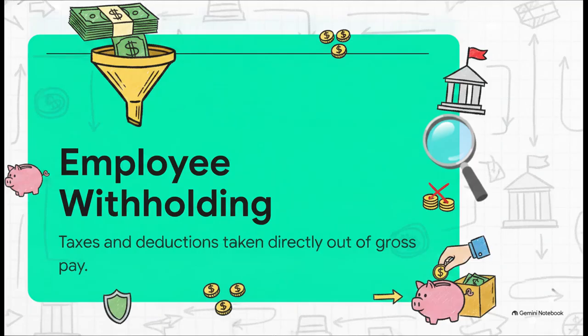Next up, we have employee withholding. And this is where that gross pay starts to shrink. As a business, it's your job to withhold taxes directly from the employee's gross pay. That includes federal income tax, state tax if you have it in your area, plus their chunk of Social Security and Medicare. Now, QuickBooks Payroll is awesome at calculating these deductions, but remember, the business is actually the one holding onto this money so it can be sent to the government later.